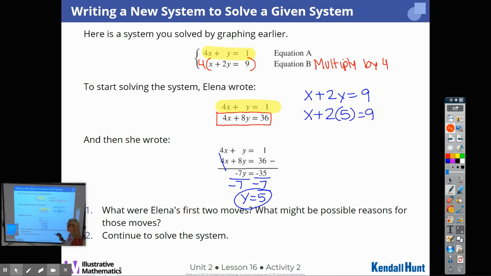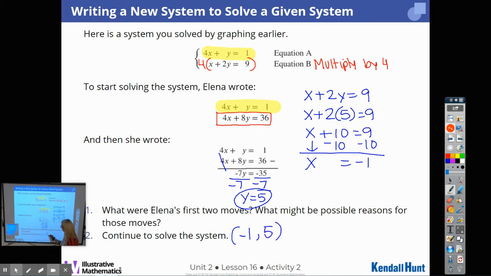Okay, and then just solve for x. So x, 2 times 5 is 10. Subtract 10 from both sides. Bring down your x. 10 minus 10 cancel out, and 9 minus 10 is negative 1. So your step 3, your final answer, is going to be negative 1, comma 5. So that's the ordered pair where those two lines are going to cross for us.